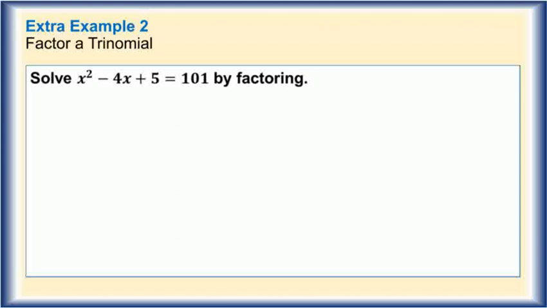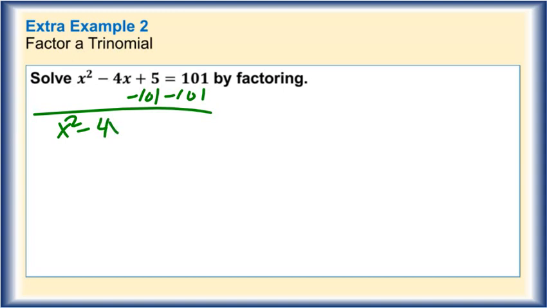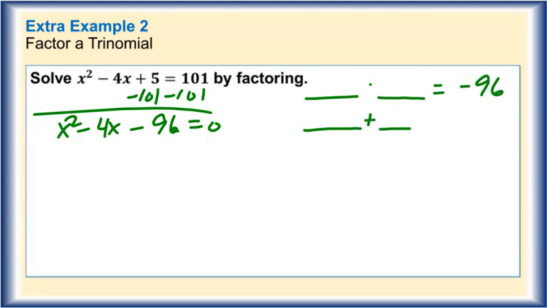Next one, solve this one: x squared minus 4x plus 5 equals 101. I'm going to subtract 101, and I have x squared minus 4x minus 96 equals 0. So I've got to think, what do I multiply to get -96, but add the same two numbers together and I get -4?